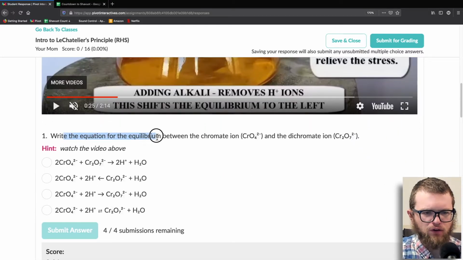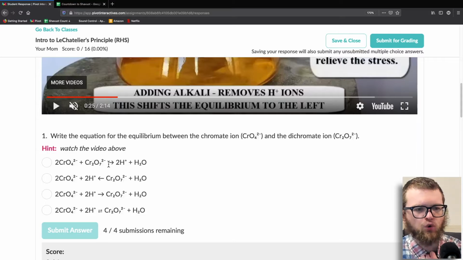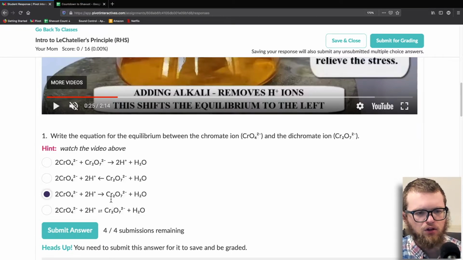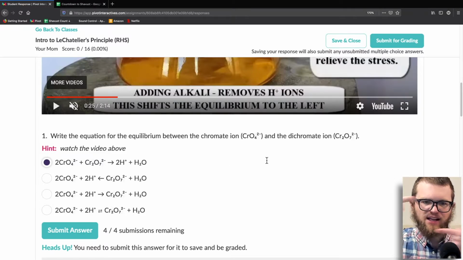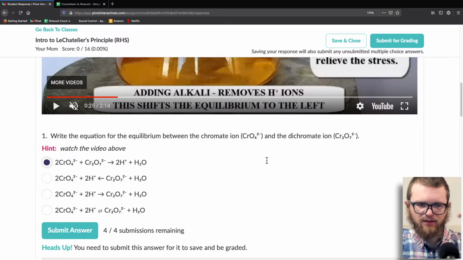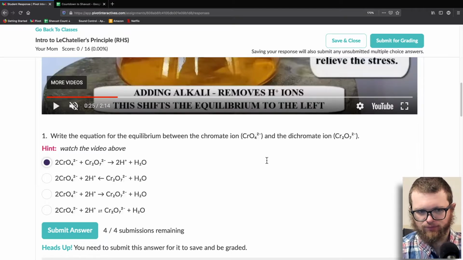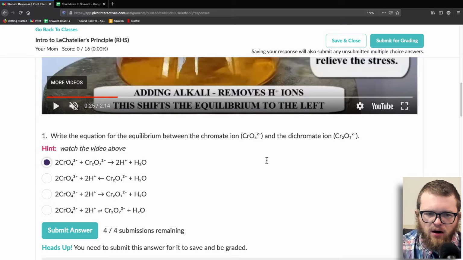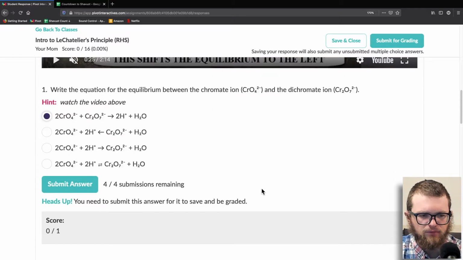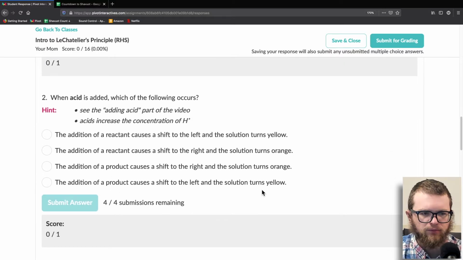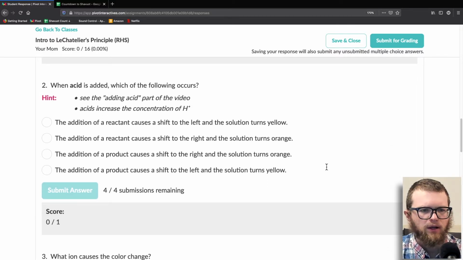Write the equation for the equilibrium between the chromate ion and the dichromate ion. Hint, watch the video above. So which one of these options shows us an equation at equilibrium? Hint, hint. Okay.